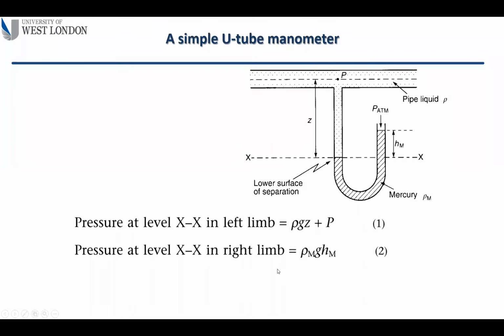Based on the fact that you learned, the pressures at the same level are equal, so we can easily equate the two sides. By equating them, you can write rho GZ plus P is equal to rho m G HM. If you rearrange the formula, the pressure P at the center line of the pipe can be easily calculated using rho m G HM minus rho GZ. So that's the simple calculation to calculate P.